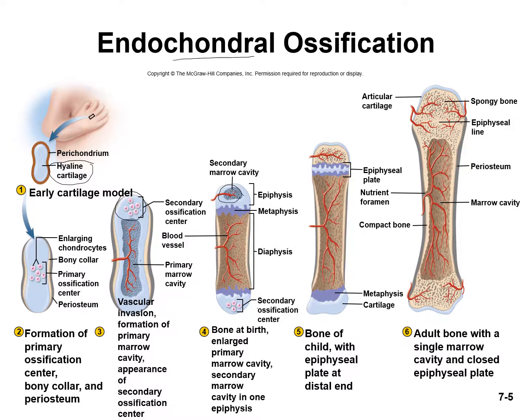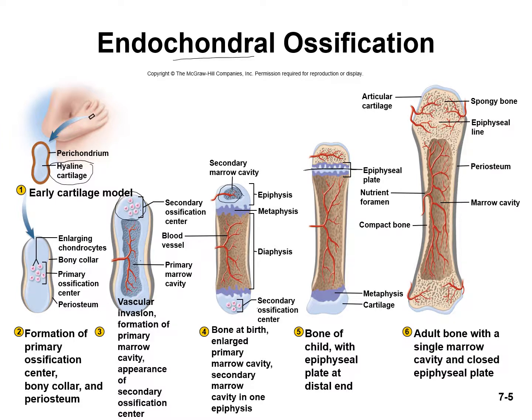not too apparent that this is going to be an enlarged end, but in the mature bone that will be more obvious. Step 5, this would be the bone of a child with the epiphyseal plate at this distal end here, and remember that this is also just going to be cartilage. So it's going to be an area of hyaline cartilage that still has the potential of producing bone-forming cells, and that's going to help lengthen this bone.